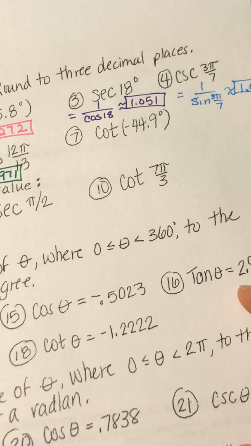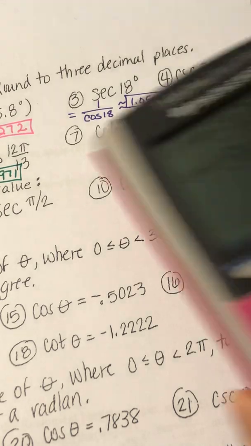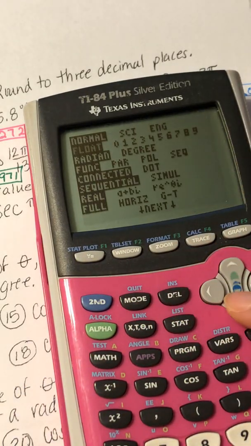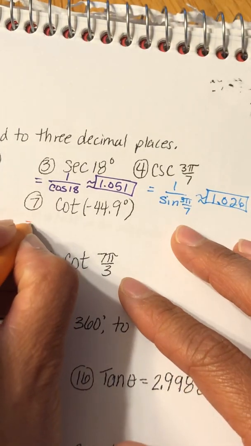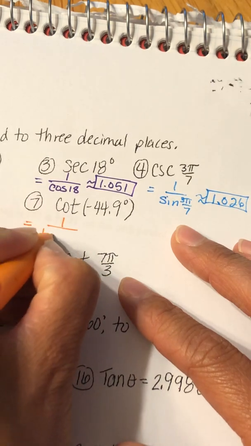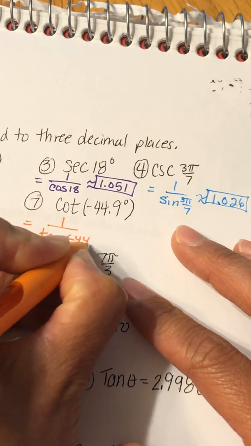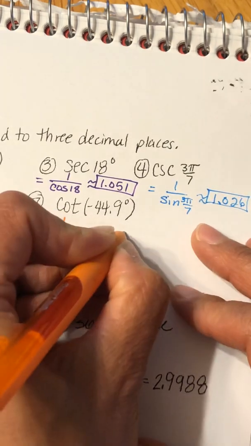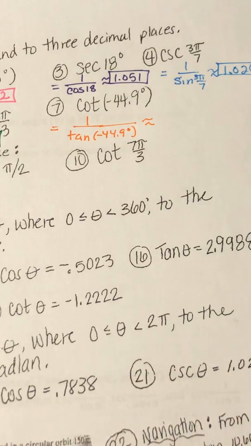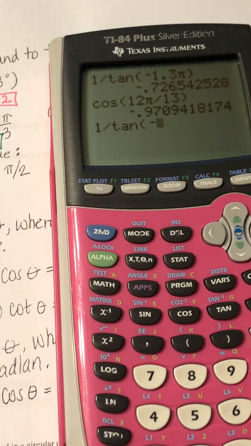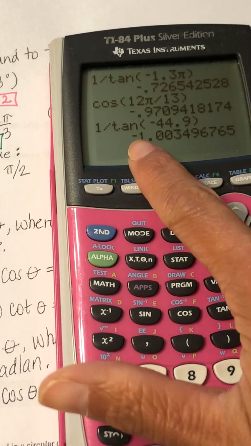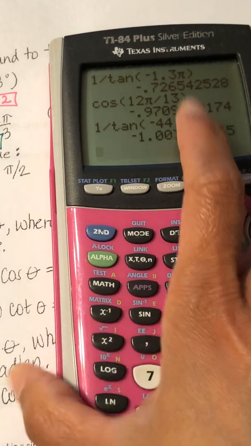All right, cotangent of negative 44.9 degrees. We have to switch back to degree mode. Okay, I'm in degrees now. And cotangent is the reciprocal of tangent, so this is going to equal 1 over the tangent of negative 44.9 degrees. That's what I'm going to type into my calculator. So 1 over the tangent of negative 44.9 degrees, to 3 decimal places, would be negative 1.003.